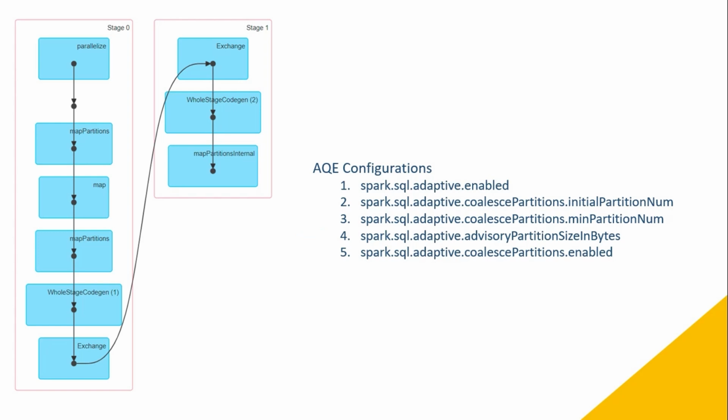Make sense? Great. The last configuration is simple. The default value for this configuration is true. If you set this value to false, Spark AQE will not combine or coalesce smaller partitions. Make sense? So you have 5 configurations. The first one is a kind of master configuration to enable or disable the AQE feature. If you disable it, the other 4 configurations do not take any effect. But if you enable AQE, you can tune it further using the other 4 configurations.